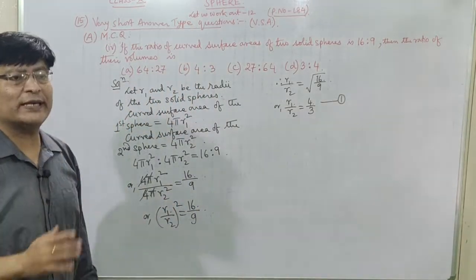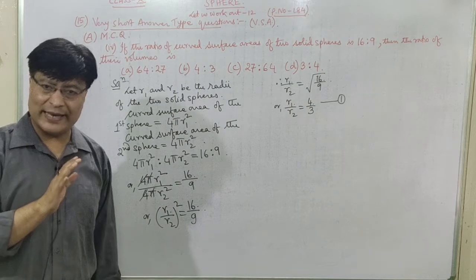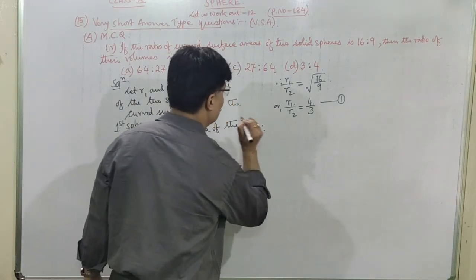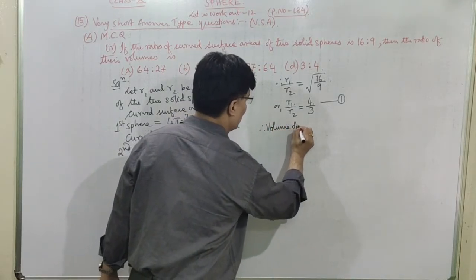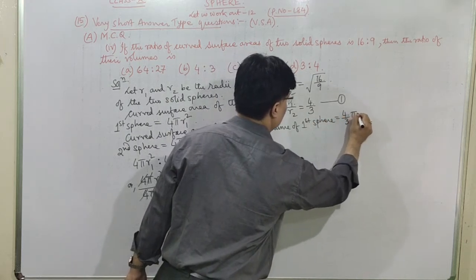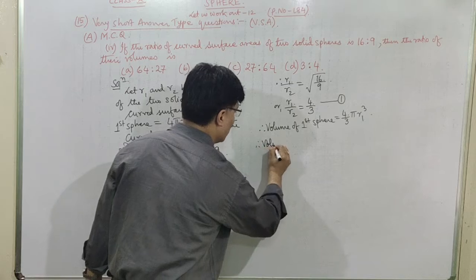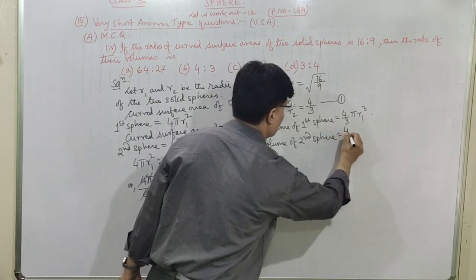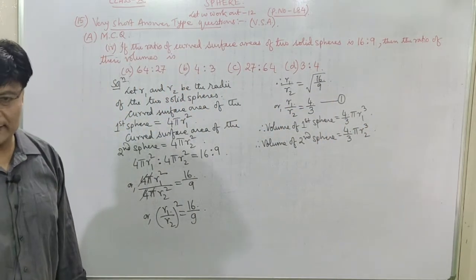So now what is to be calculated in this case? You have to find out the ratio of the volumes of the two solid spheres. So now let us write down the formula for volume of the first sphere. Volume of first sphere is equal to 4/3 pi r1 cube, right? What is the volume of the second sphere? Therefore, volume of second sphere is equal to 4/3 pi r2 cube. I think you have understood it.